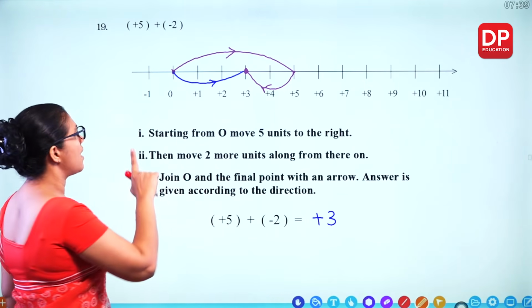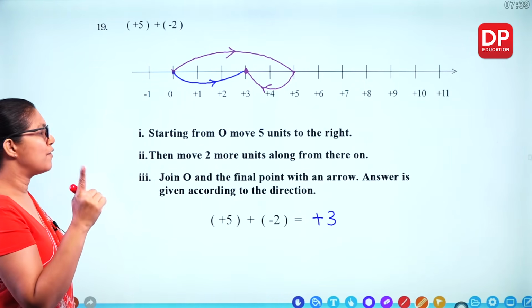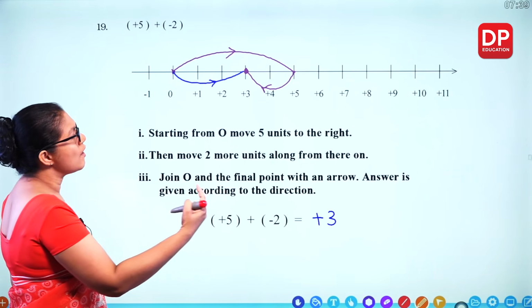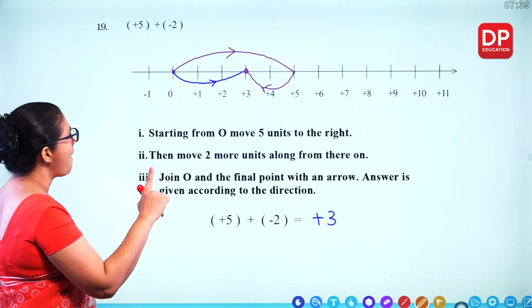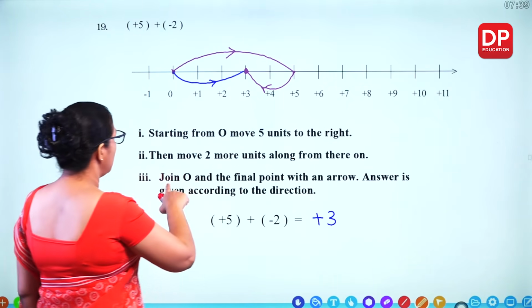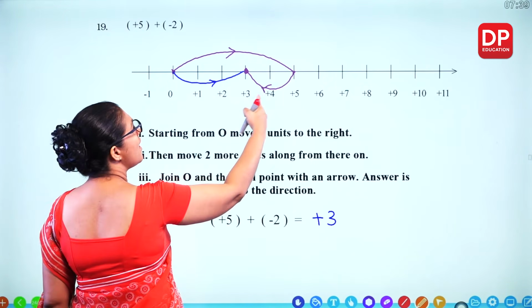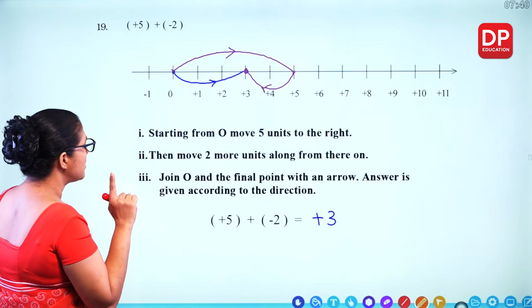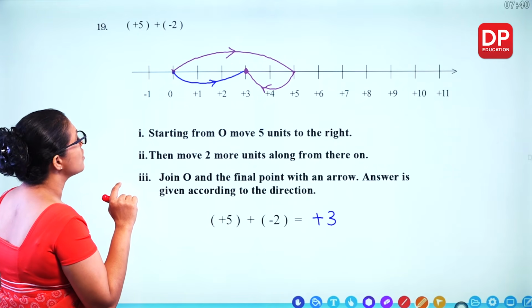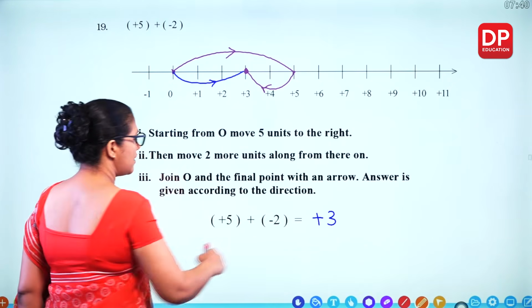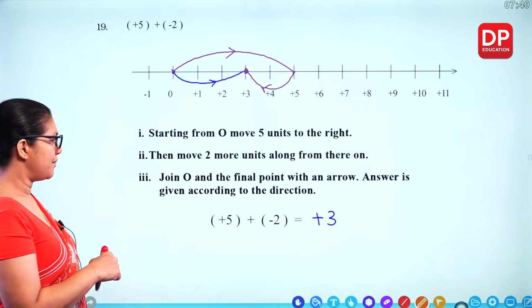So what happens? Starting from 0, move 5 units to the right. Then, move 2 more units along from there on. But this is towards the left side. The answer is given according to the direction. So 0 to 3, that's the positive way. So you get positive 3.